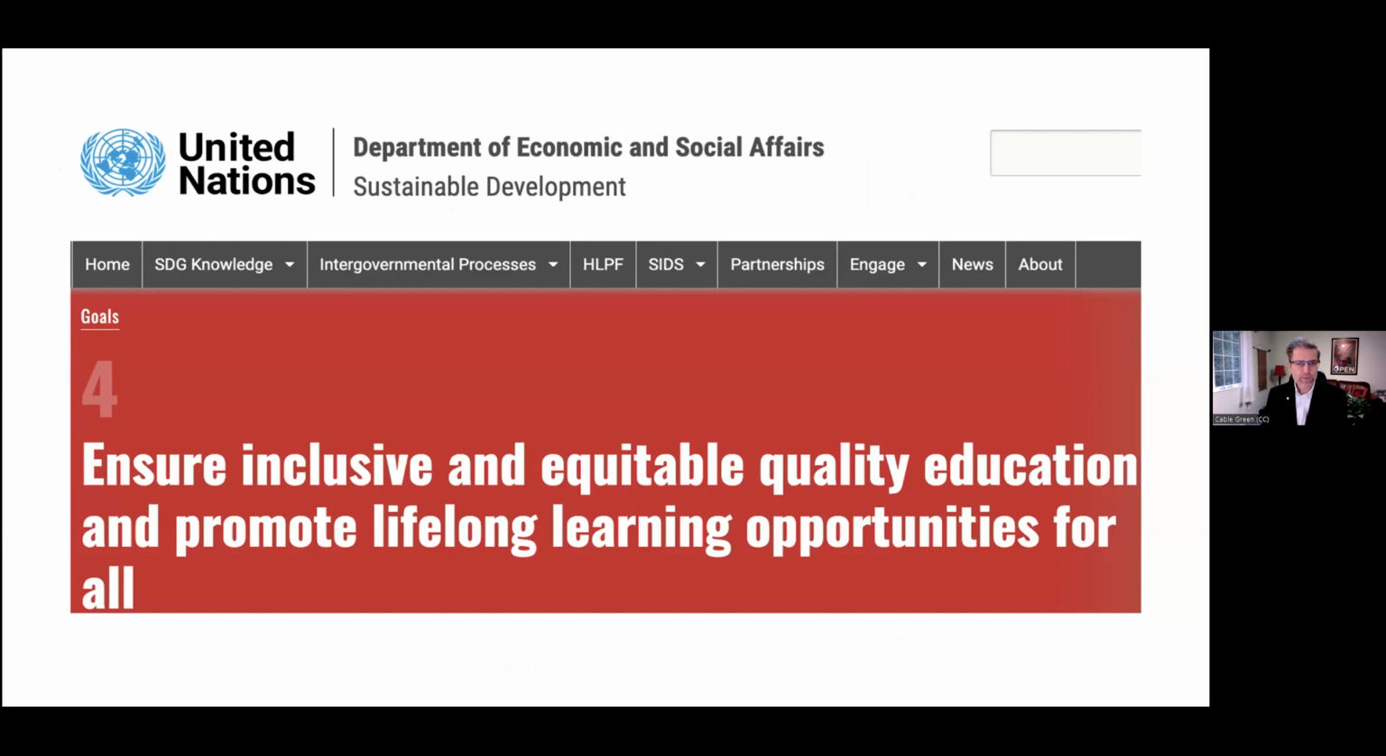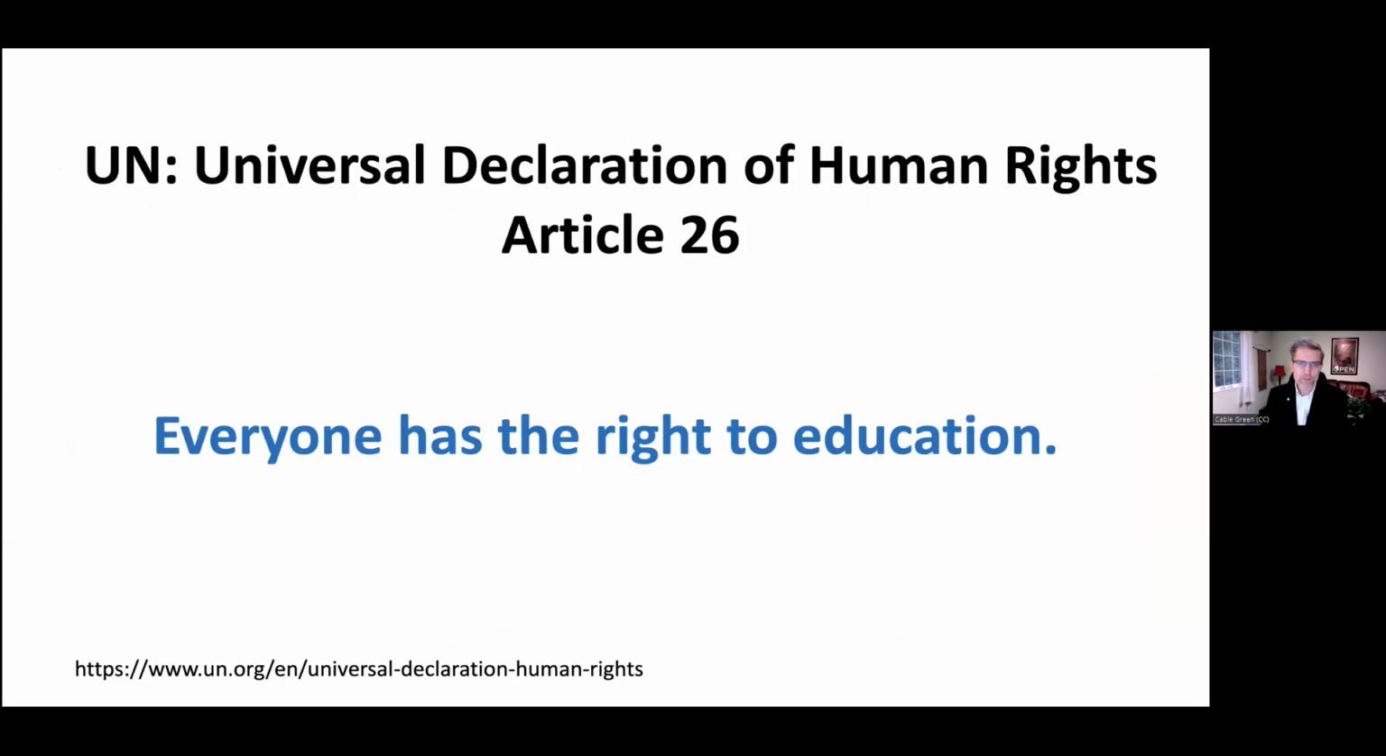And where does this come from? Why is this one of the SDGs? Well, if you go all the way back to the United Nations Declaration of Human Rights and look at Article 26, it's very clear. The article says everyone has the right to an education. So that's my starting point in this conversation, is that everybody on the planet has a right to an education.